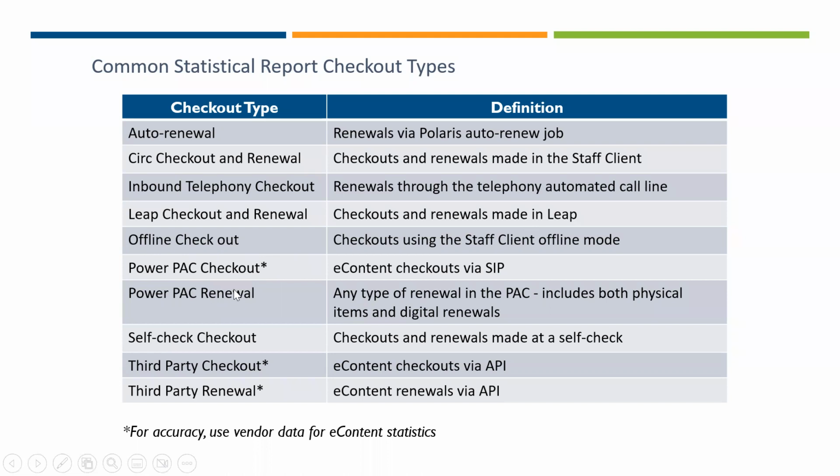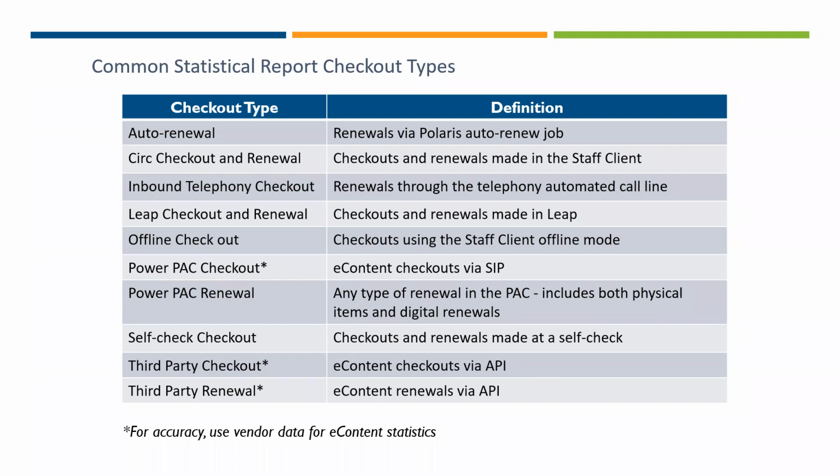So we'll see here, PowerPAC checkouts are e-content checkouts that are authenticated from services that authenticate through SIP. So that means these checkouts could have occurred in the online catalog, or they could have occurred in Overdrive, because Overdrive authenticates through SIP. The third-party checkouts and the third-party renewals are related to transactions that have been authenticated through API. So those are things like Cloud Library.